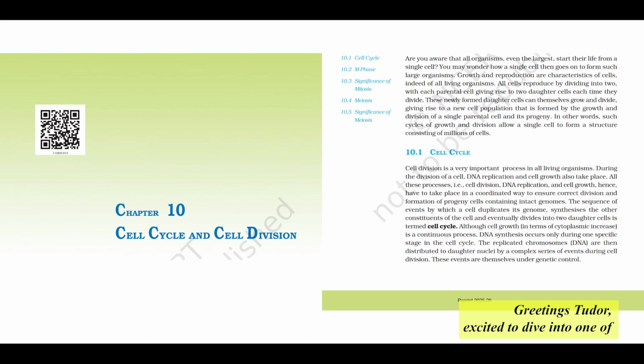Greetings, tutor. Excited to dive into one of the most fundamental and frankly crucial topics for our biology exam today, cell cycle and cell division. It just feels like this chapter always has a lot of intricate details, and the specific stages can get a bit confusing, especially when you're prepping for NEET. Could you perhaps help us understand it thoroughly?